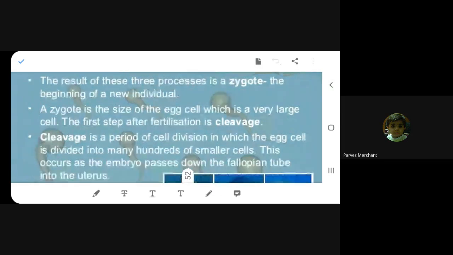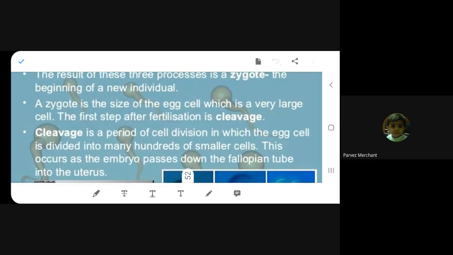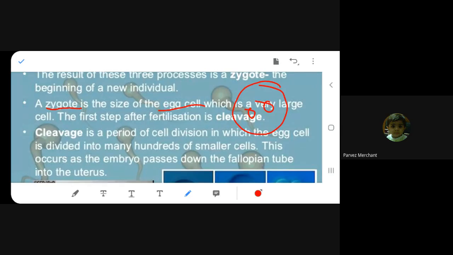Second, a zygote is the size of the egg cell, which is a very large cell. The first step after fertilization is cleavage. We don't have to go into detail about cleavage, but we will only say that the zygote is the size of the egg cell. For example, this is the egg cell, and this is one nucleus of the egg cell; the other will join as the sperm nucleus. The size will not change, it will remain the same. Only the entry of the sperm nucleus inside the egg cell changes.